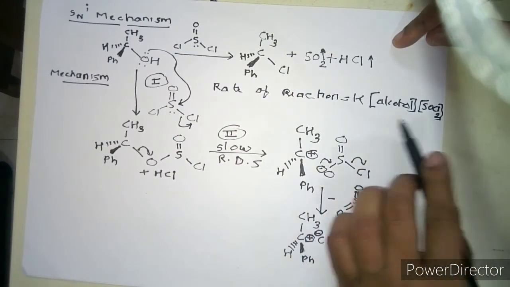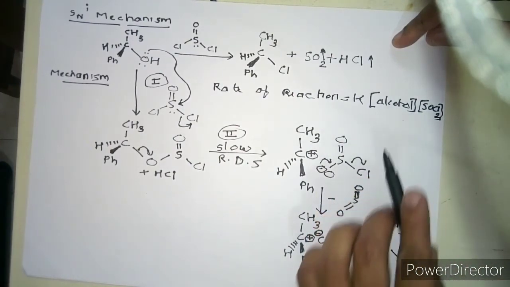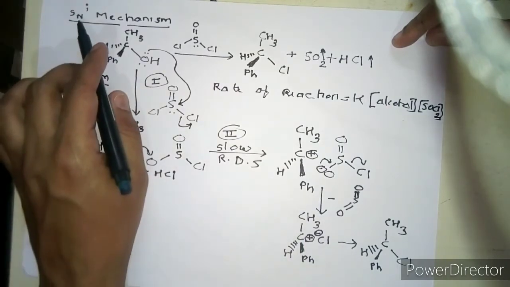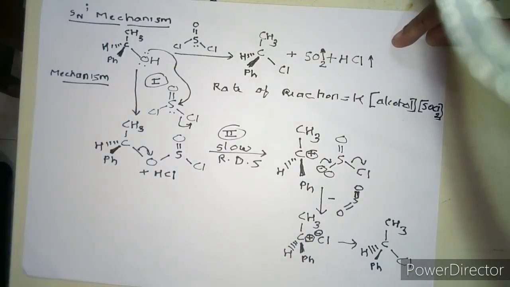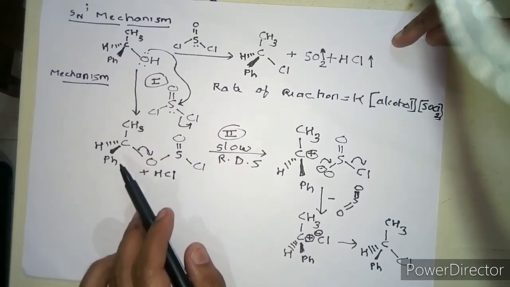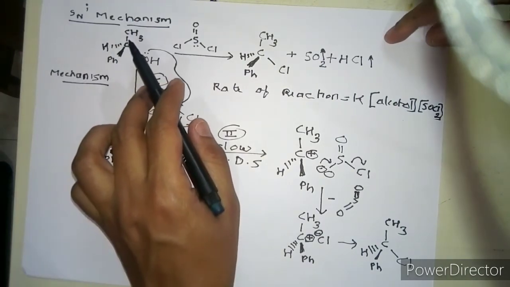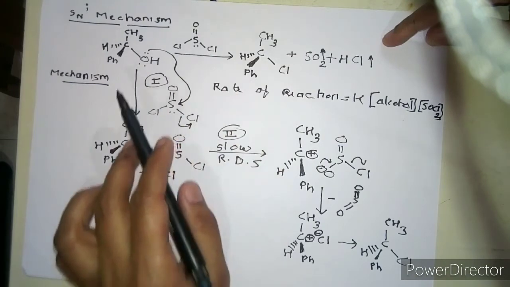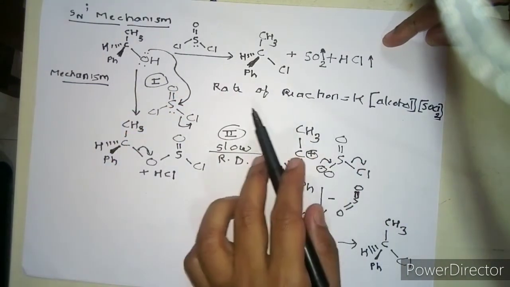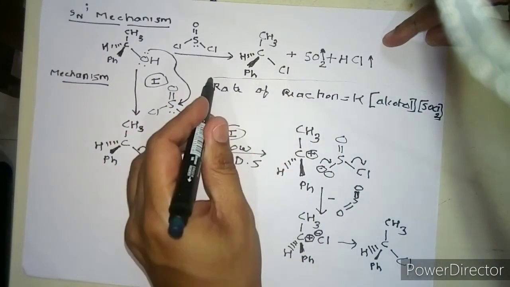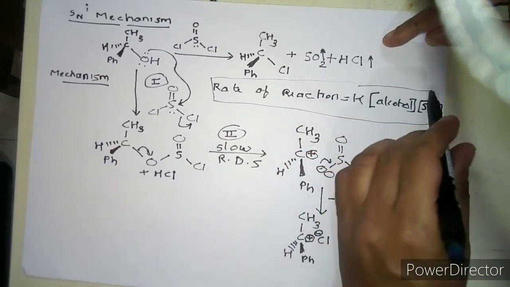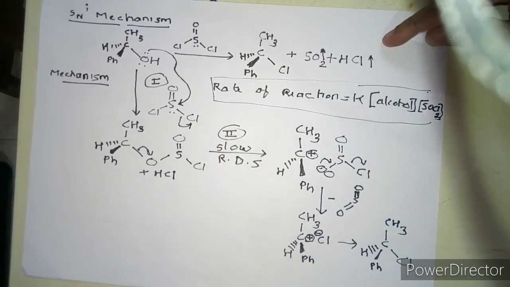You may think from this that it may be an SN2 reaction, but actually it is not. It is actually an SNi mechanism. The most important thing is that the rate of the reaction will depend on the concentration of this alkyl chlorosulfide, whose concentration will again depend on the starting materials, that is alcohol and thionyl chloride. Therefore, this is the rate law. We call it the rate law for the SNi mechanism.